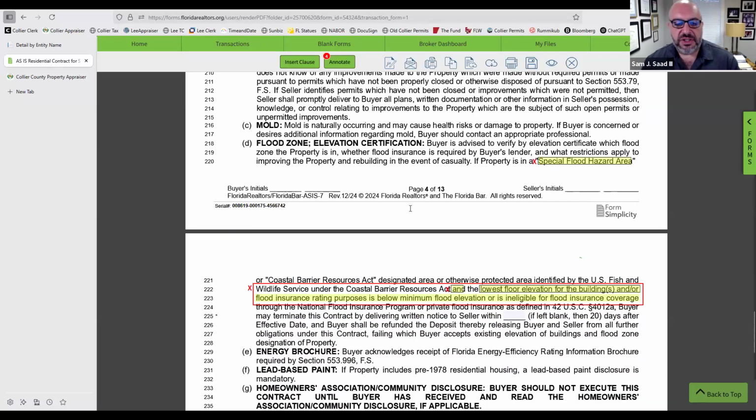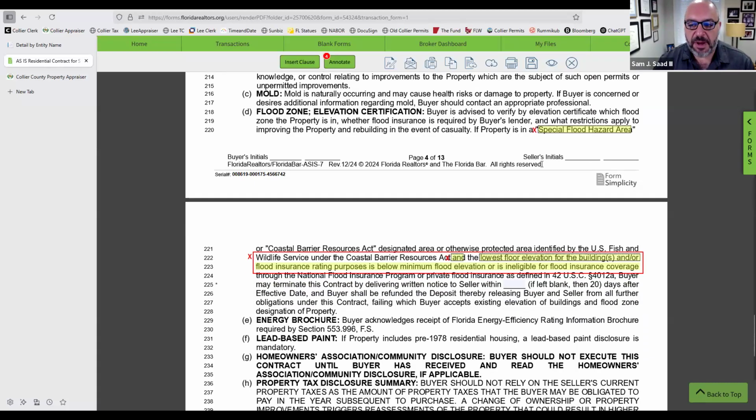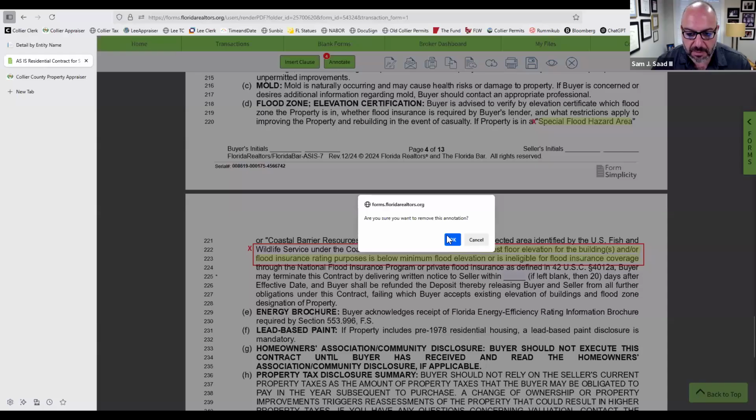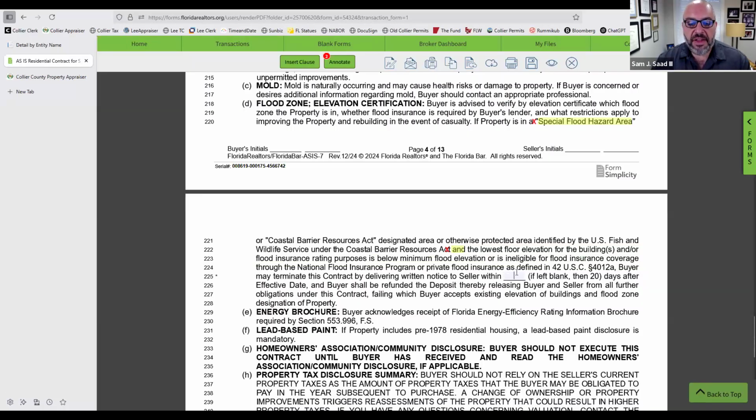Okay, up next, very interesting in the FRBAR contract is the flood zone. If the property is in a special flood hazard area or Coastal Barrier Resource Act designated area, or otherwise protected by the U.S. Fish and Wildlife Service under the Coastal Barrier Resources Act, and the lowest flood elevation is below the minimum elevation, what we call below flood. Let me get this out of our way so we can read this better. Then the buyer has 20 days by default to determine if they can get flood insurance. If they cannot get flood insurance, they can terminate.